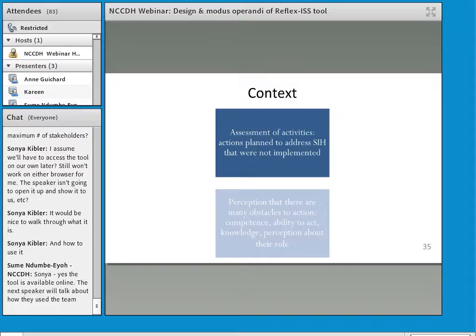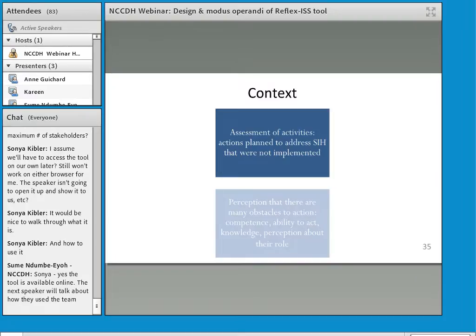So we tried a tool in Montérégie because we were in a context where we noticed that a lot of actions that were planned to address social inequality were put in plan, but were not, in fact, implanted. And when we were talking with different local and provincial and regional actors, a lot of people were saying that they had the perception that there are too many obstacles to act on social inequality. They felt like they don't have the competency to do it, they don't have the knowledge, or they had the perception that it's not their role to act on social inequality.